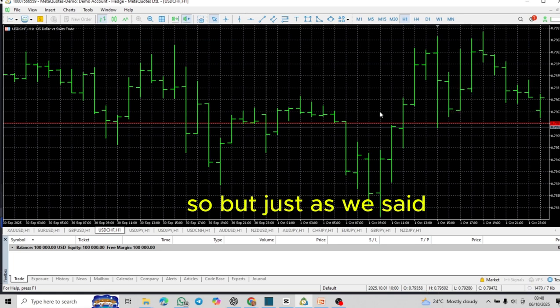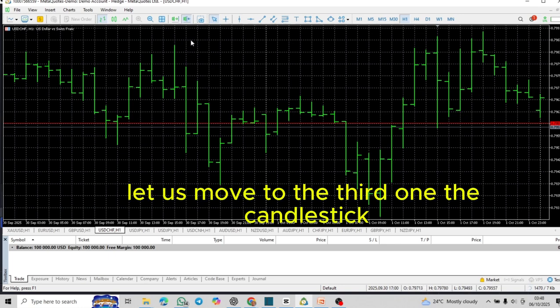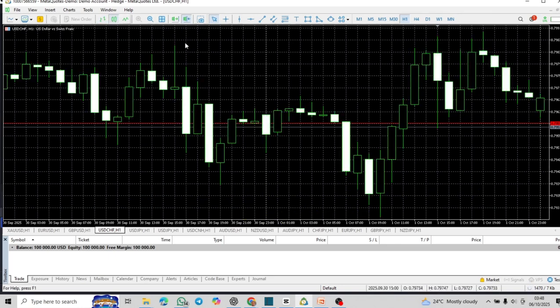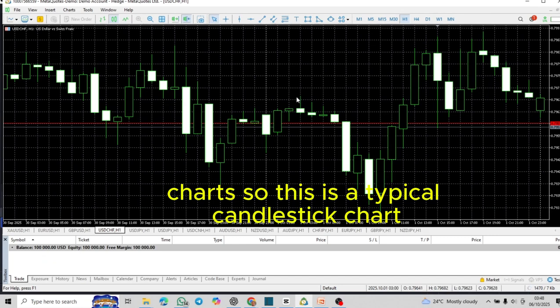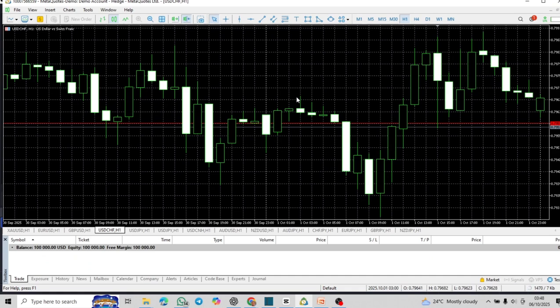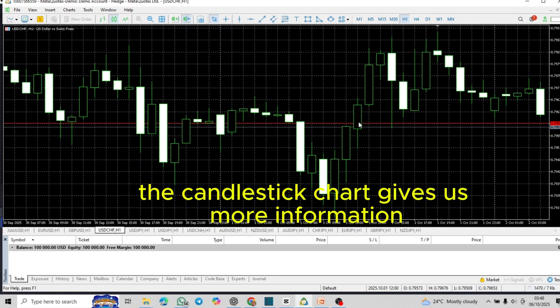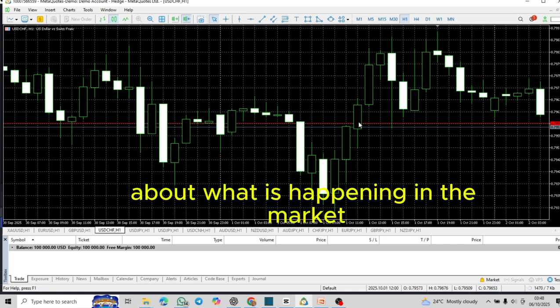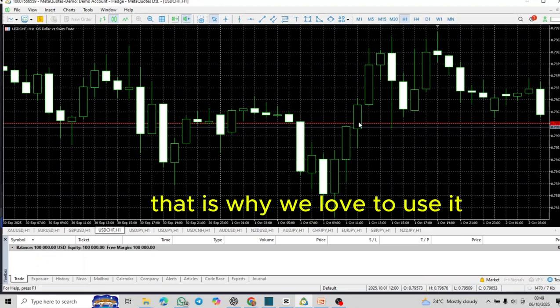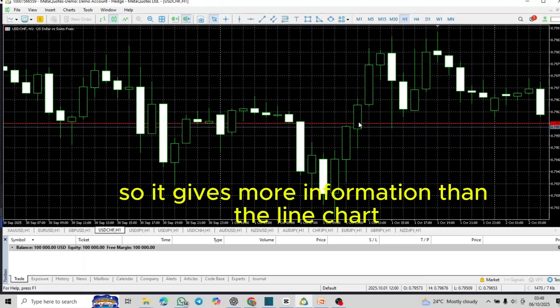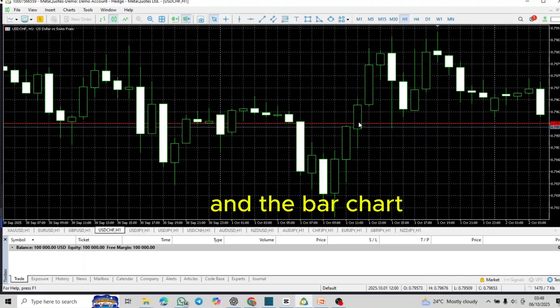But just as we said, let us move to the third one, the candlestick charts. So this is a typical candlestick chart. The candlestick chart gives us more information about what is happening in the market. That is why we love to use it. It gives more information than the line chart and the bar charts.